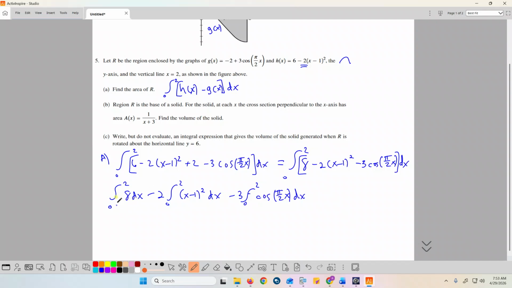All right, so we know that the antiderivative of 8, of course, is just 8x, right? We're going to be evaluating that from 0 to 2, right? Over here, we could use a u substitution, right? And if we do that, let's change colors, then we could say that x minus 1 is going to be u. And then from there, we just integrate that. So let's do that here. Let's say that x minus 1 is going to be our u, which makes du equal to just dx.